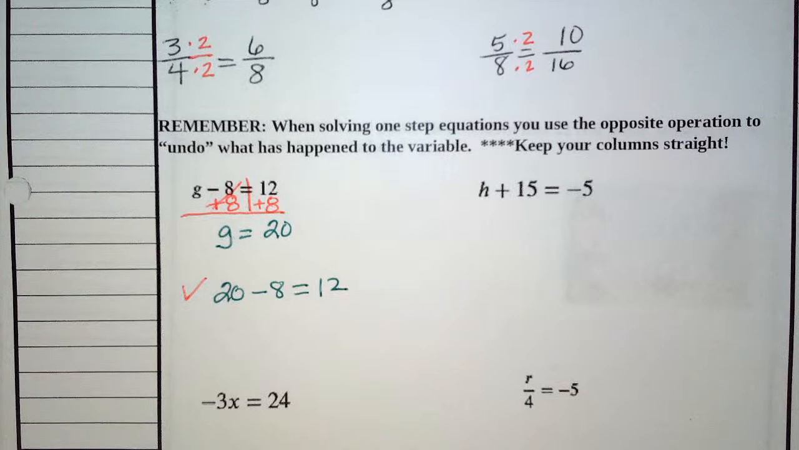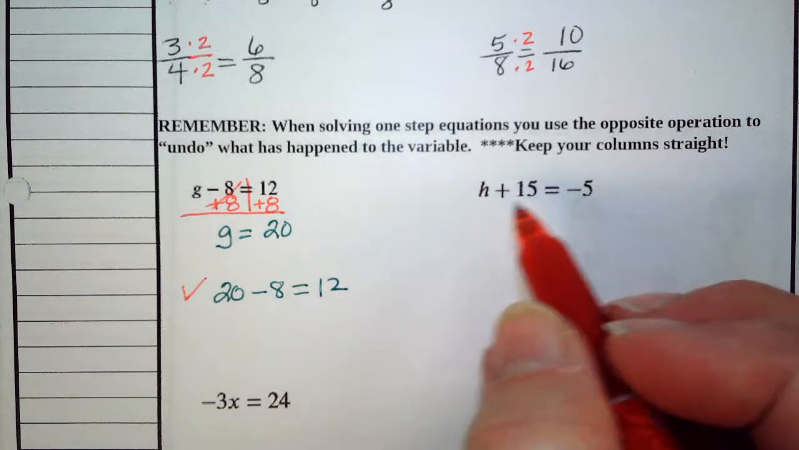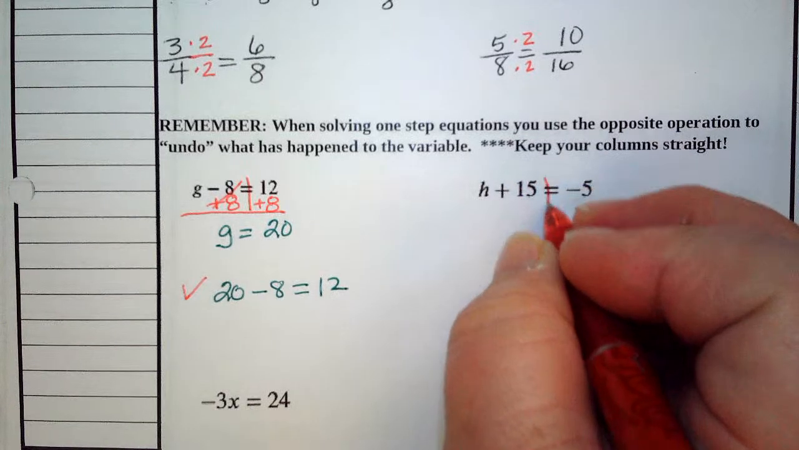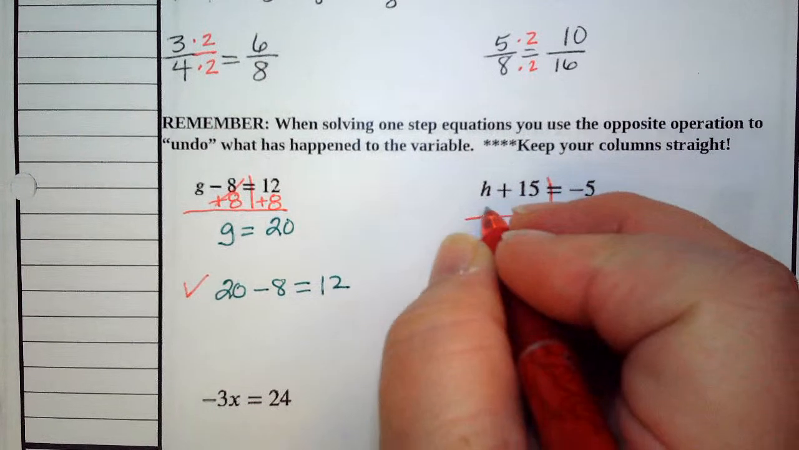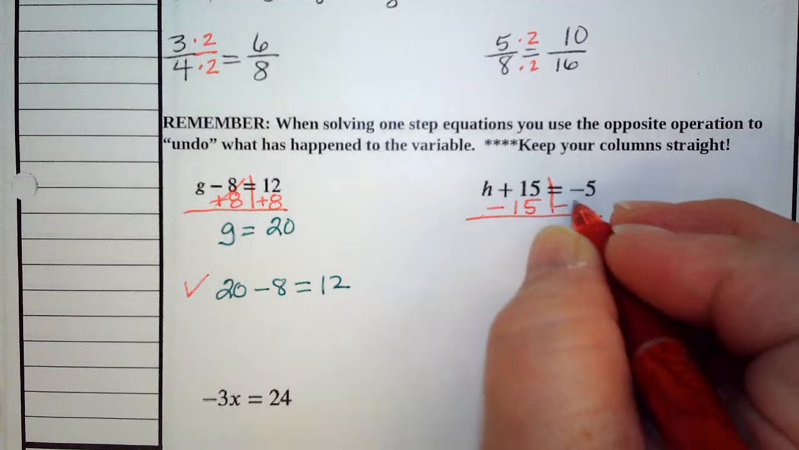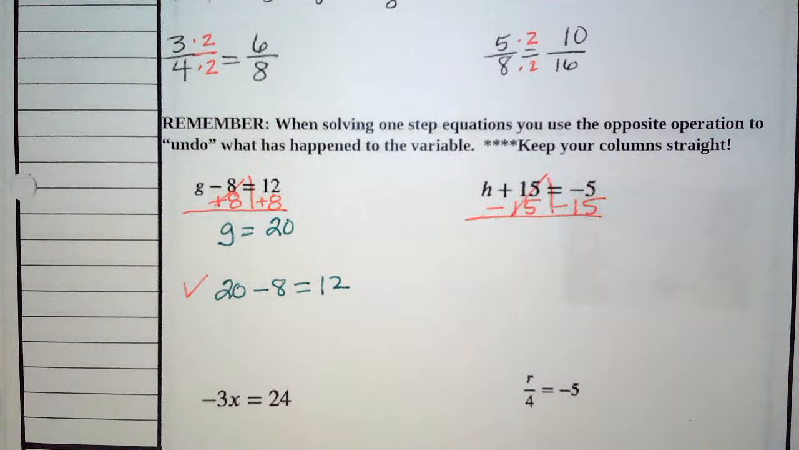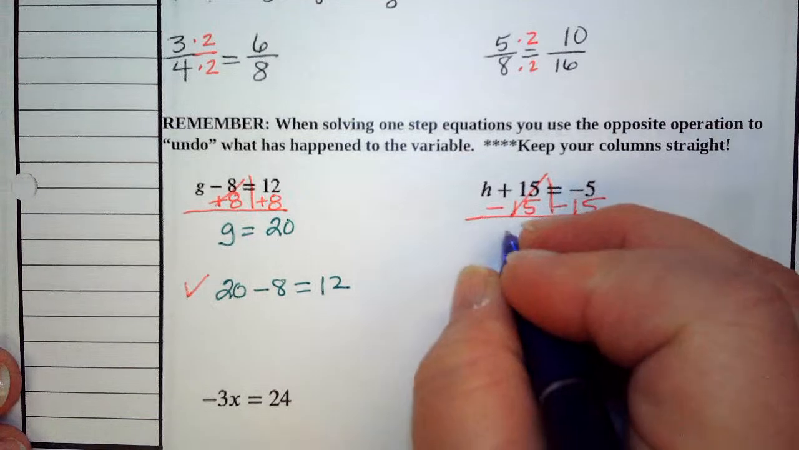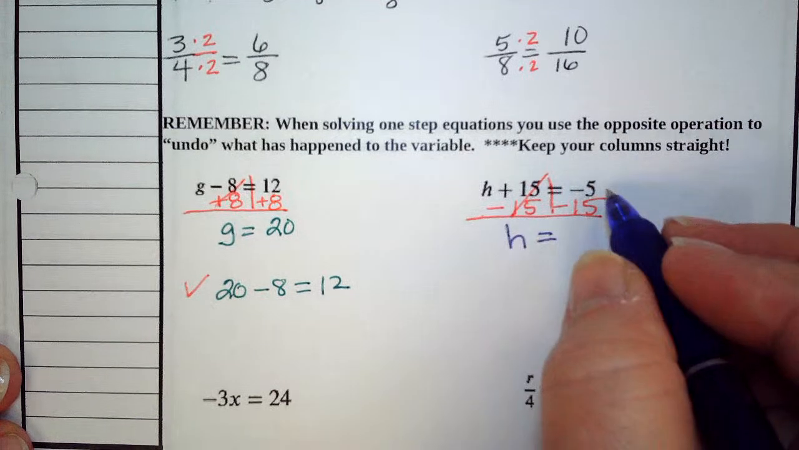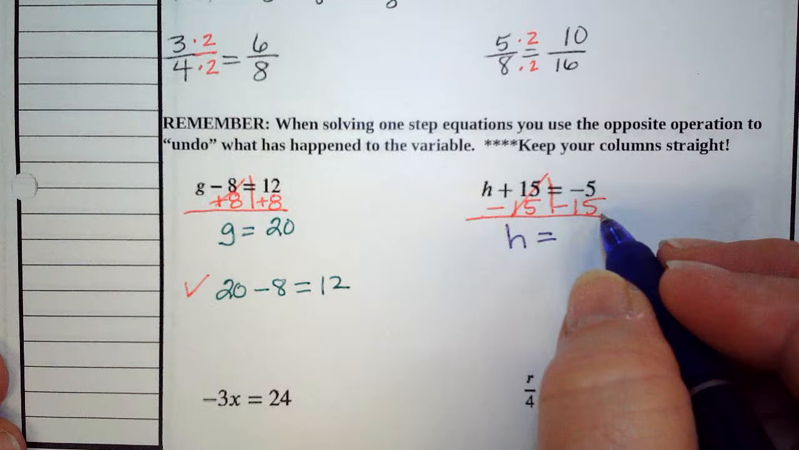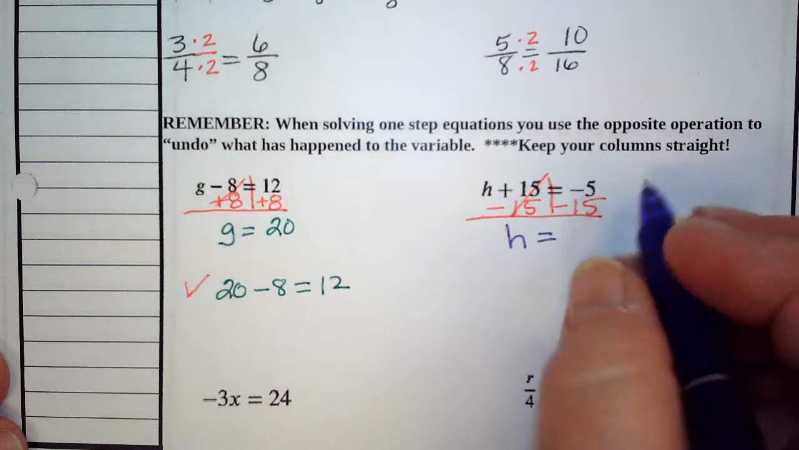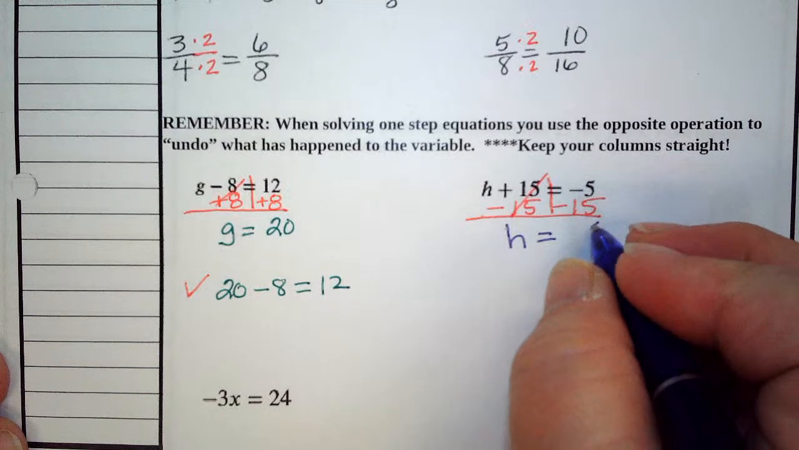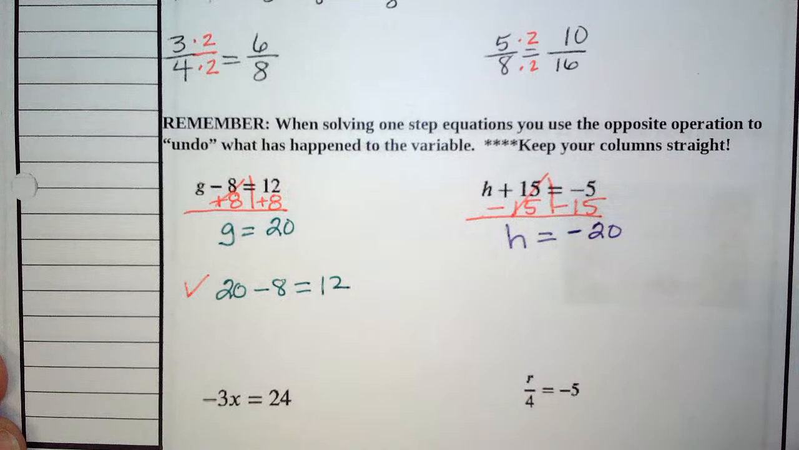What about the next one? A number plus 15 is equal to negative 5. The opposite of addition is subtraction. So I will subtract 15 from both sides. H is equal to, I'm starting at negative 5, I'm going negative 15 more down to the left. The same sign, add them together, 5 plus 15 is 20. Keep that negative sign.